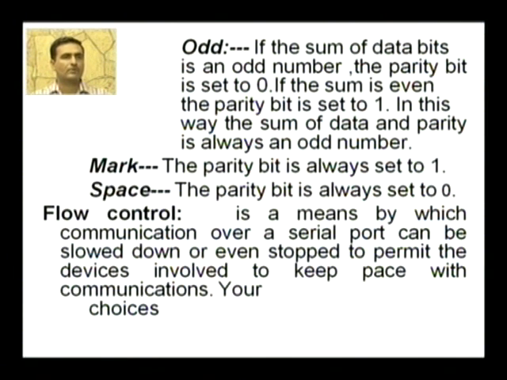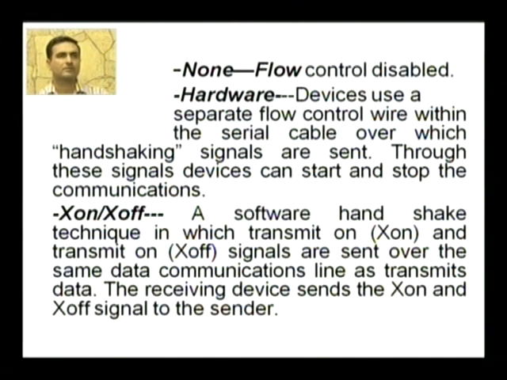Next characteristic is the flow control. Flow control is a means by which communication over a serial port can be slowed down or even stopped to permit the devices involved to keep pace with the communication. The various choices in the flow control are none, which means we have disabled the flow control. Hardware devices use a separate flow control wire within the serial cable over which handshaking signals are sent. Through these signals, devices can start and stop the communications.